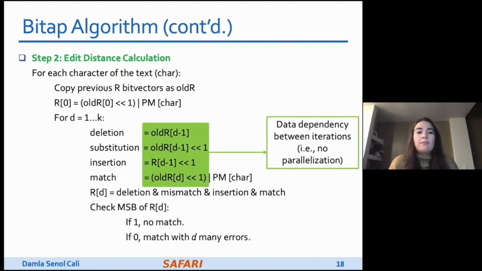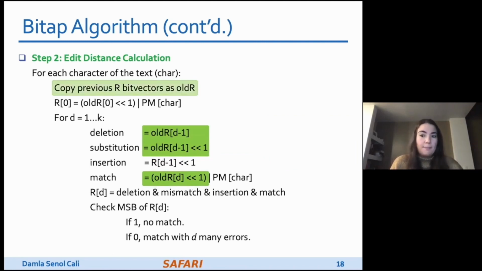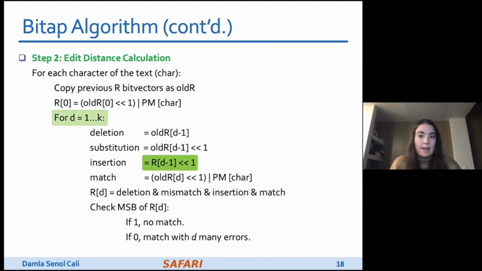Second, there's a two-level data dependency in Bitap. First, there's an outer loop data dependency when computing deletion, substitution, and match bit vectors, as they require oldR bit vectors, which are coming from the previous text iteration. And also, there's an inner loop data dependency when computing the insertion bit vector, as it requires R(d-1), which is coming from the previous inner loop iteration. So we are dealing with a two-level data dependency.